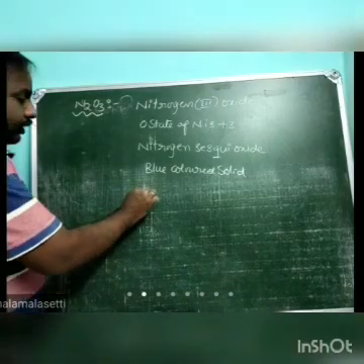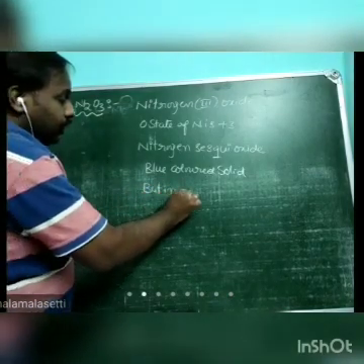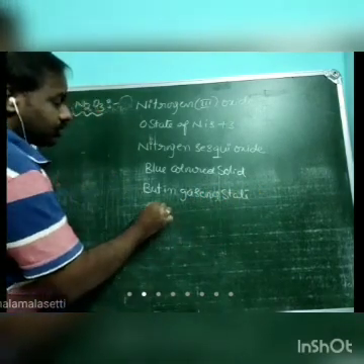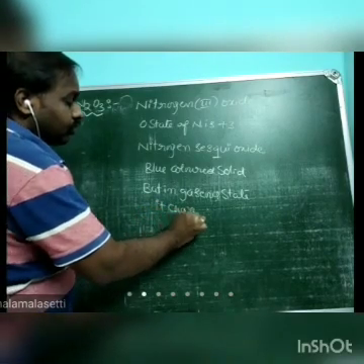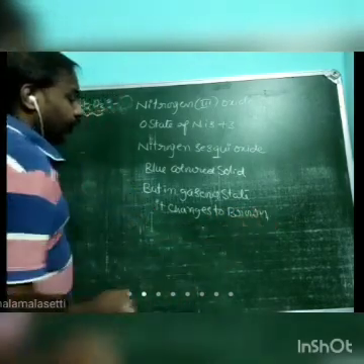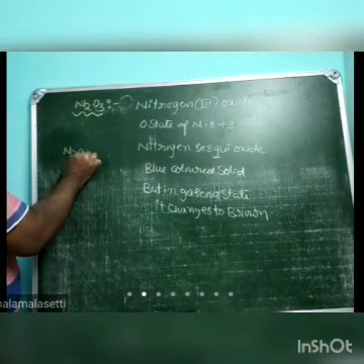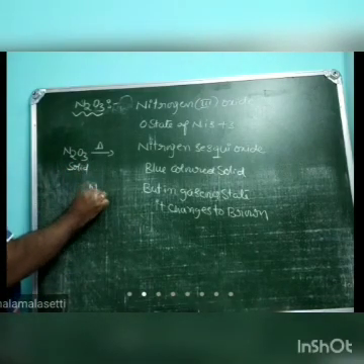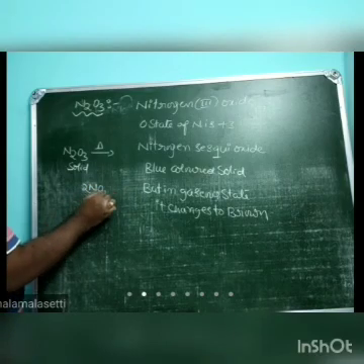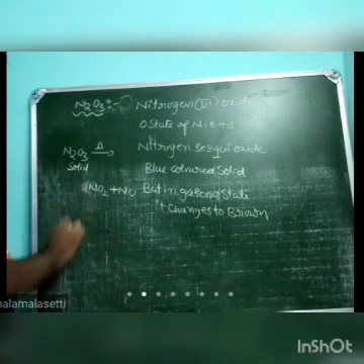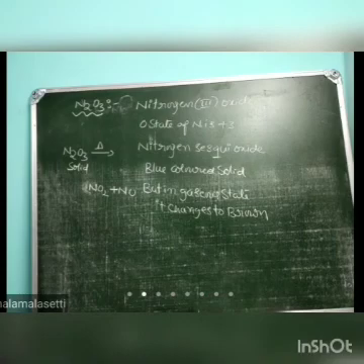But in gaseous state, it changes to brown color. Why does it change to brown color in the gaseous state? Because gaseous state means heating. It is a solid. When it is heated, it loses one oxygen and is converted to NO2 plus NO.